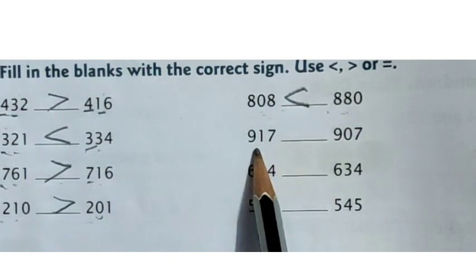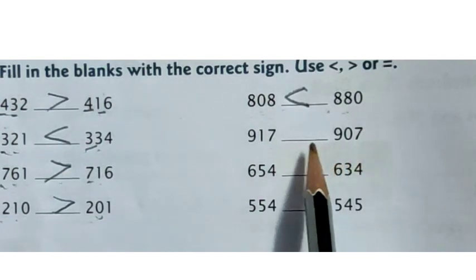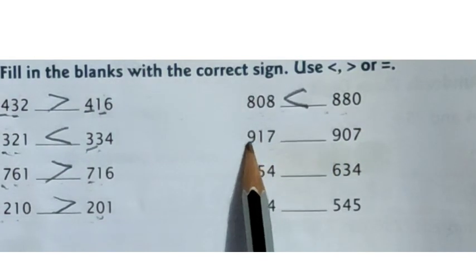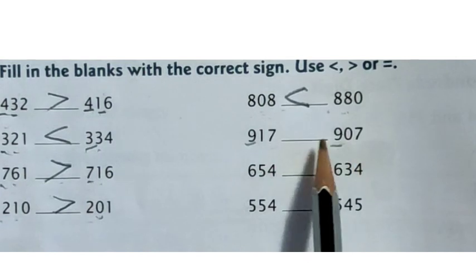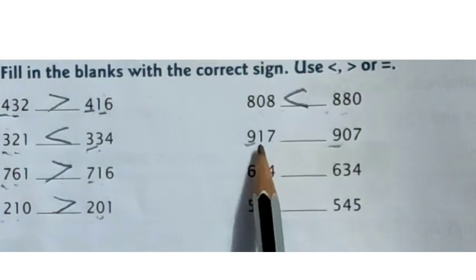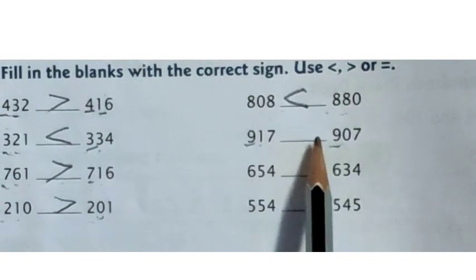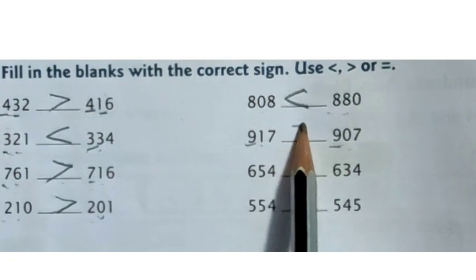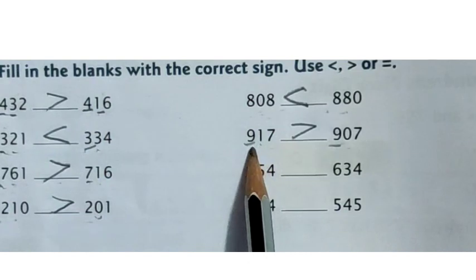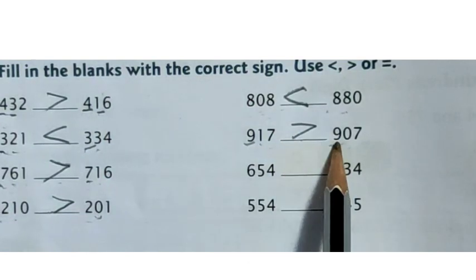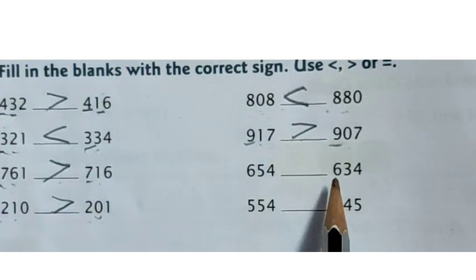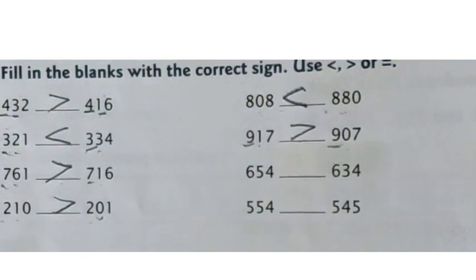Next, 917 and 907. We have 9 in the hundreds place. So go for the tens place. Here it is 1 and here it is 0. So 0 is less than 1. So 917 is greater than 907. The remaining two sums you try, children.